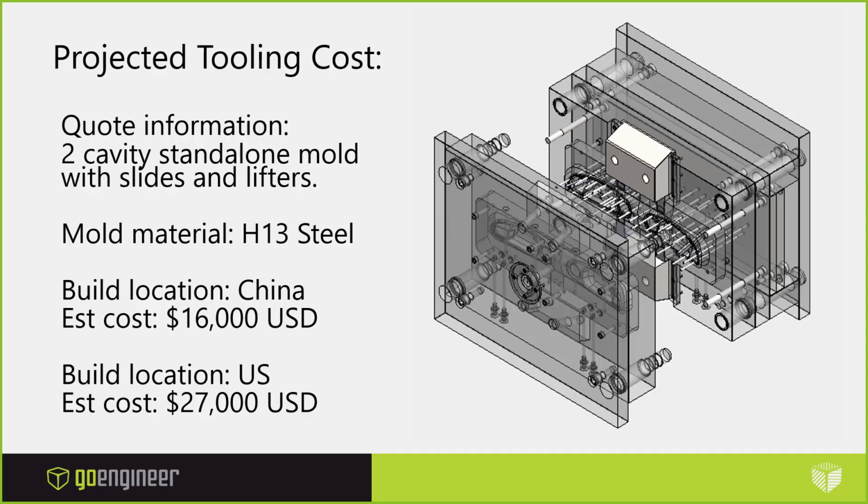It's for the processor. We have the capability to analyze our mold cooling channels and part warpage as well. The project that I picked to look at the return on investment on this tool is a 2-cavity standalone mold with slides and lifters manufactured out of H13 steel. If the mold were to be built in China, the estimated cost is right around $16,000 US. If you're looking at building it in the US, it's somewhere near $27,000.